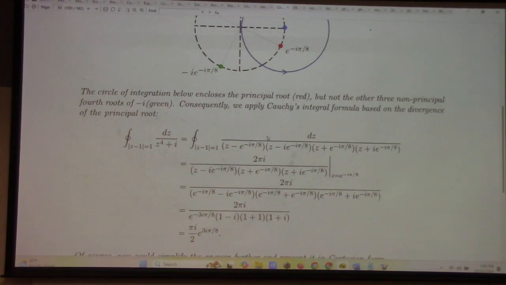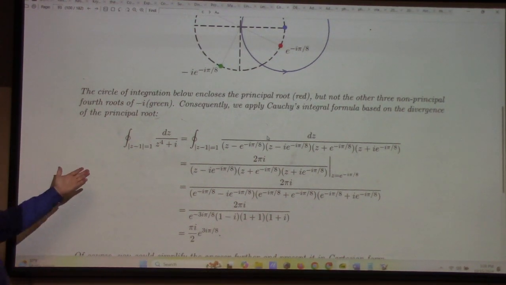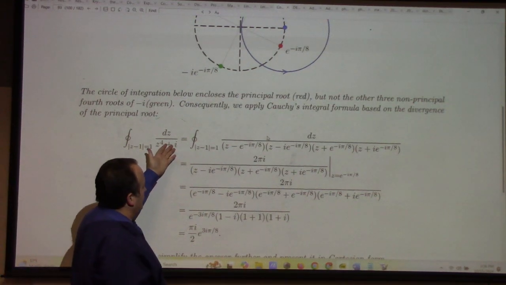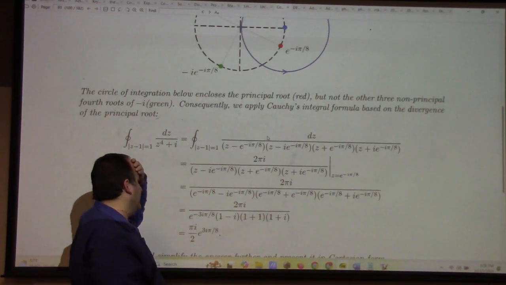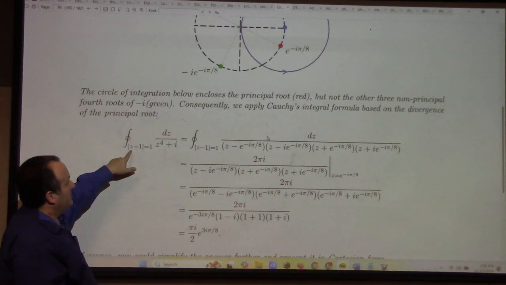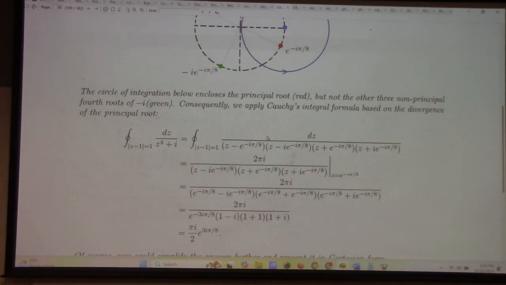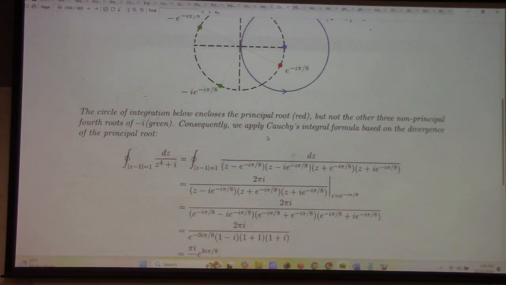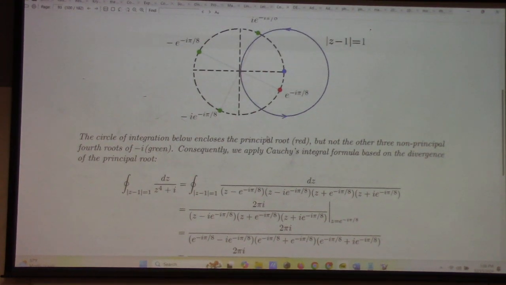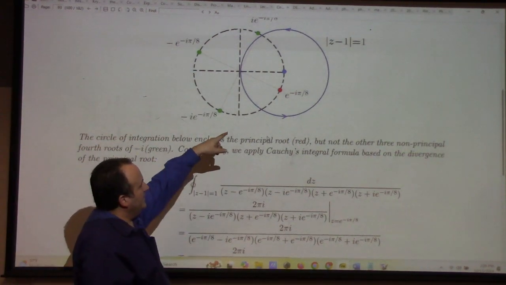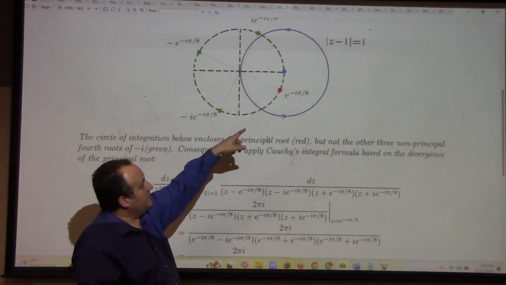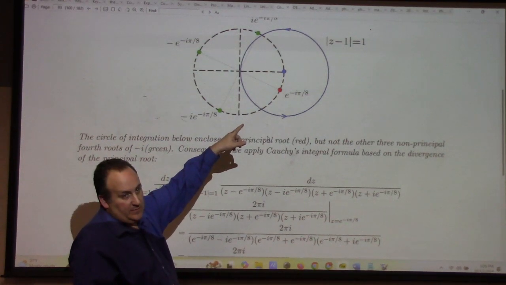So here is what this is, which is that. Now the thing about this is the picture up there is relevant. Let's look at the picture. I have graphed all 4 places where the denominator, z to the 4th plus i, is 0. So 1 over z to the 4th plus i blows up at the green dots, and also the red dot. But only the red dot is inside the circle of radius 1 centered at 1.